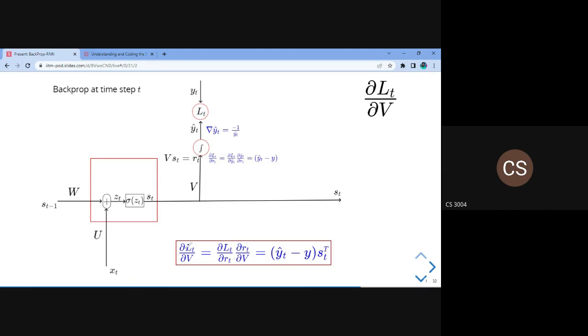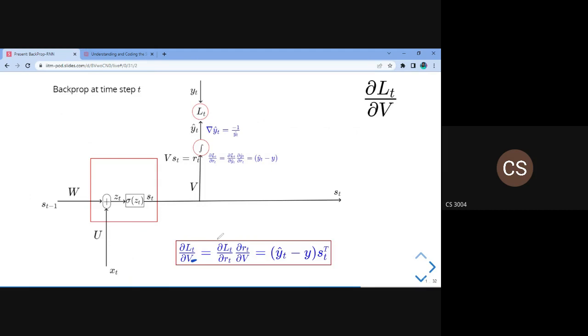I just computed the gradient. I keep it. Because the same thing I have to compute for all the time steps, and then I have to accumulate the gradients. Of course, for W it is not depending on all the time steps. And now I have computed dou LT by dou V, the gradient for V.